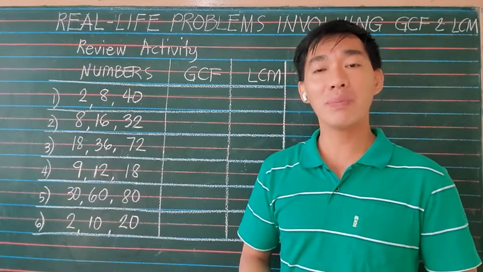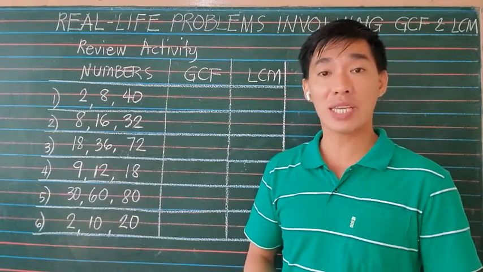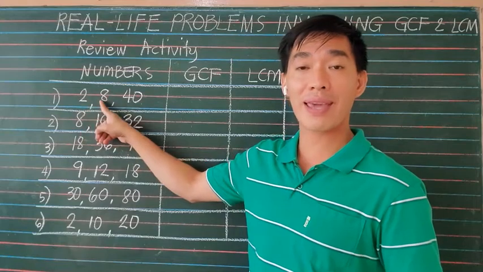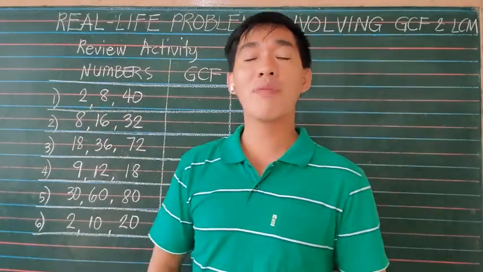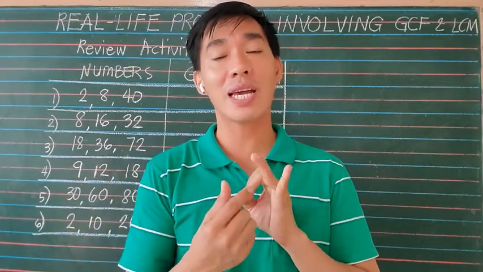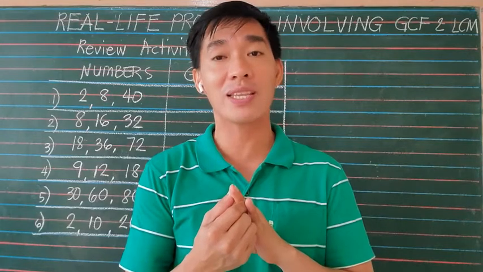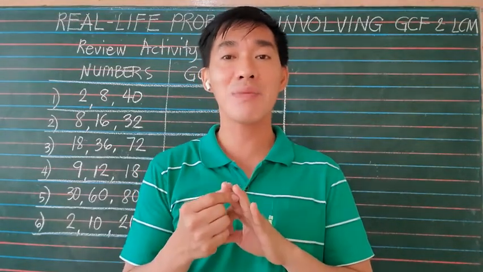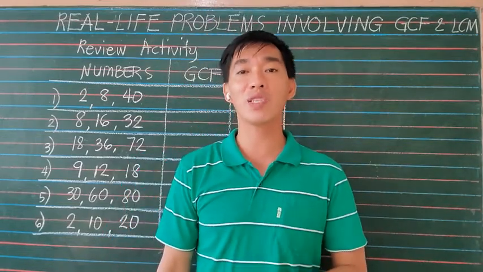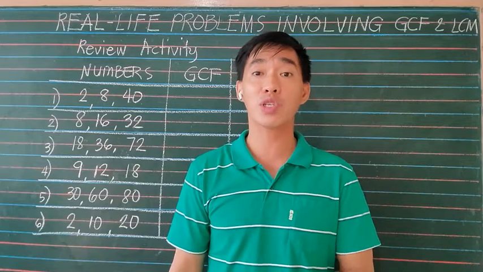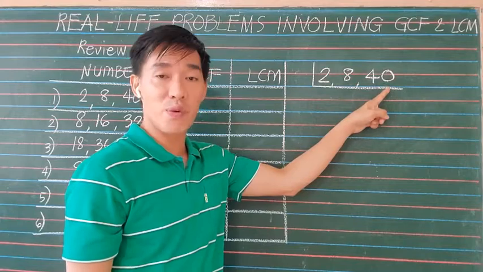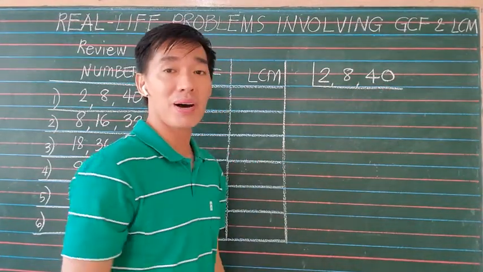For now, I will be using the continuous division in getting the GCF and LCM of 2, 8, and 40. We do have three popular methods. The first method, once again, is the listing method. The second one is using the prime factorization in getting the GCF and LCM. And this time, we will be using the continuous division. How do we get the GCF and LCM of 2, 8, and 40? I will show you this time. It is very obvious that 2, 8, and 40 are divisible by 2.